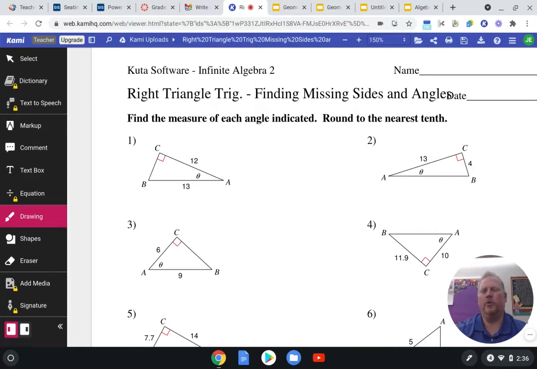All right, let's take a look at question number 1. So in this example, my theta, my unknown angle, is angle A, and I want to figure out what that is. So the 13 is the hypotenuse, the 12 is the adjacent, so adjacent and hypotenuse, cosine.